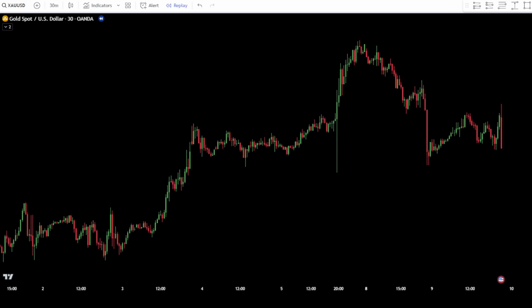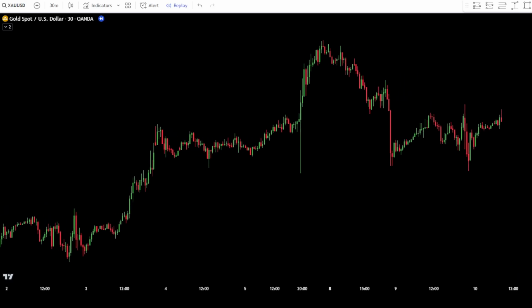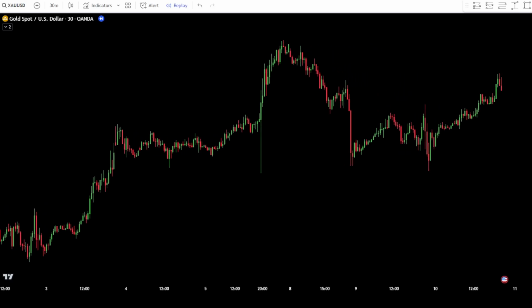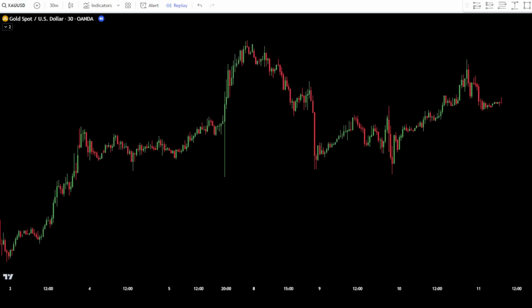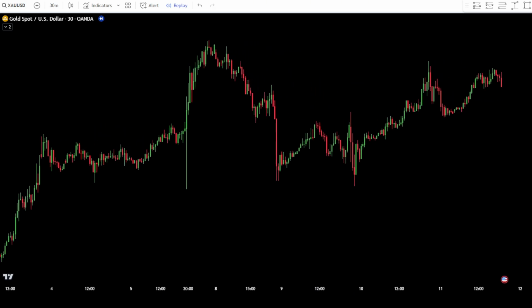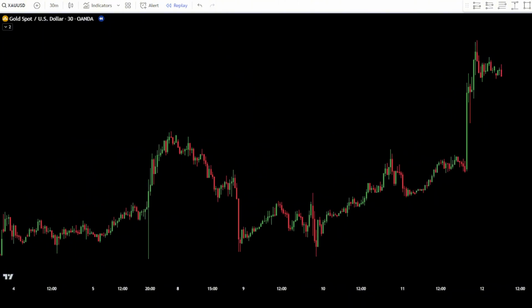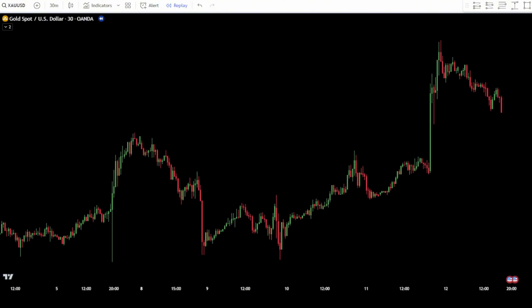Have you ever wondered how to maximize profits using just a simple strategy? In this video, we will reveal the secrets of using the best Tradingview indicator for support resistance, highly effective and, of course, completely free to use.